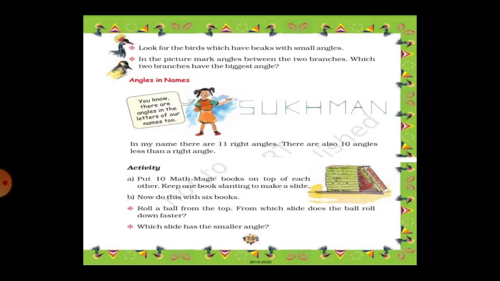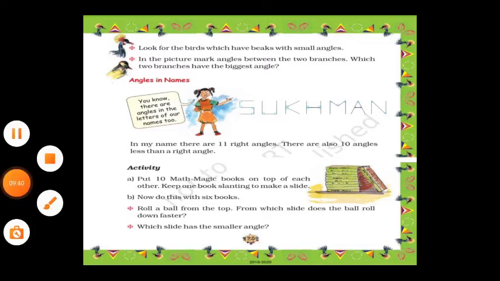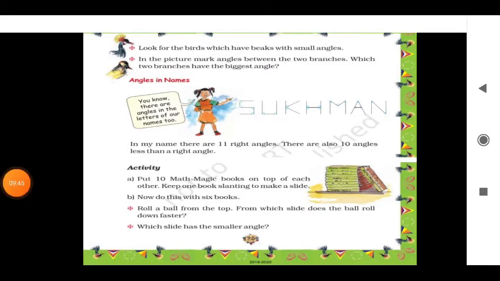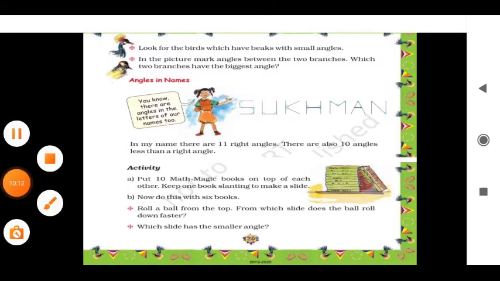Which slide has the smaller angle? If the angle is more for the slide, then the ball will move faster. If it is a smaller angle, the ball rolls very slowly. So like that, put 10 books first. So this is the activity.